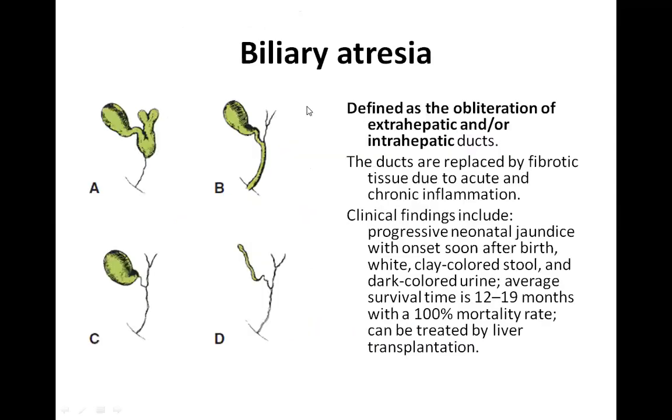Then there may be biliary atresia, which is defined as the obliteration of the extrahepatic or intrahepatic ducts. So the ducts are replaced by fibrotic tissue due to acute and chronic inflammation. The clinical findings include progressive neonatal jaundice with onset soon after birth. There may be white, clay colored stool and dark colored urine. Average survival time is around 1 to 1.5 years, and there is a 100% mortality rate in such cases, which can be prevented by liver transplantation.